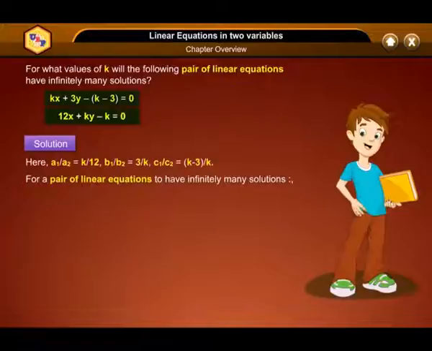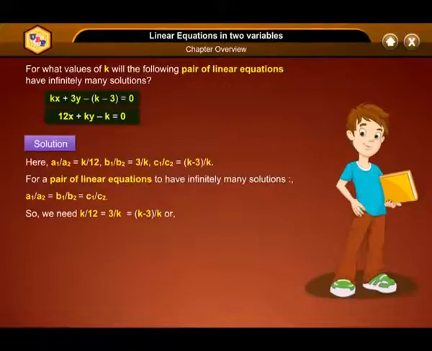For a pair of linear equations to have infinitely many solutions, a1/a2 = b1/b2 = c1/c2. So, we need k/12 = 3/k = (k-3)/k. Or k/12 = 3/k, which gives k² = 36, that is, k = ±6.